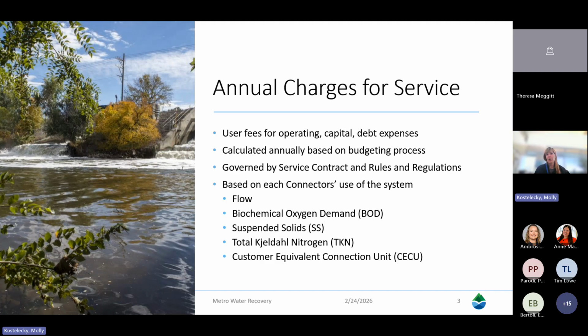We calculate the total annual charges for service and the allocation to connectors during the budget process. We're doing that right now for 2027. We did it during the same time last year for 2026. And all of that process is governed by the service contract that our connectors have signed with us and the rules and regulations that the board of directors has adopted. We base everyone's annual charge for service on the connector's use of the system. So we are measuring in some form or fashion the flow and then the demand of treatment on the system with the BOD, the SS, the TKN, and the CEC units there, which are defined for you.